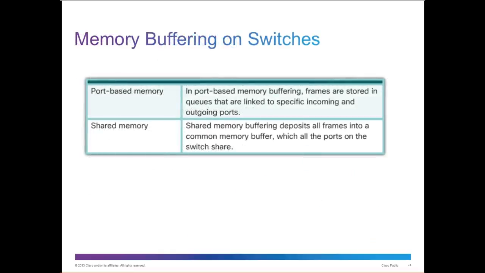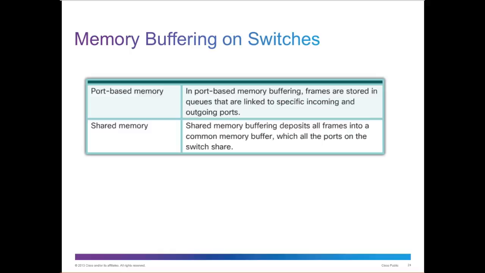Now we have memory buffering. Buffering is a bit of RAM that's saved for storing addresses and keeping frames in queue, like a corral, where we store these until the switch can process them. Sometimes data will come in on a gigabit port and it has to go out on a 100 megabit port. Those frames have to sit somewhere while they get processed out.